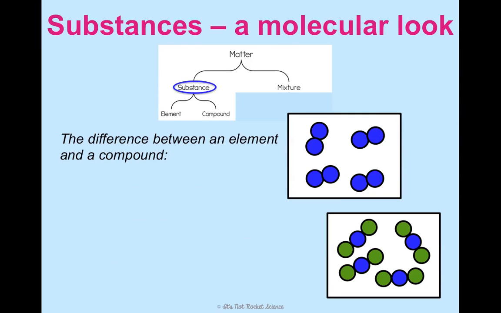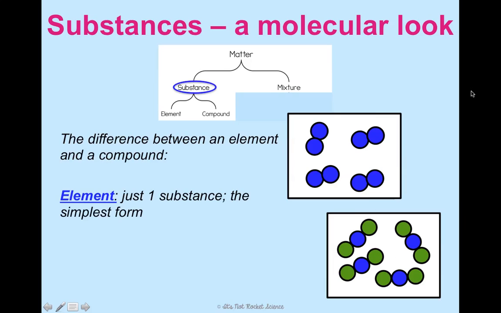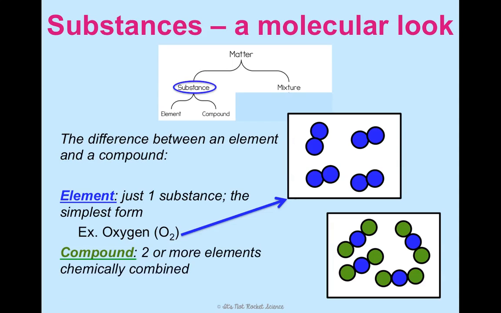Alright, zooming in on substances from a molecular viewpoint, if you will. Again, they look different molecularly. Notice the difference just between these two pictures. An element is just one substance. It's the simplest form. We said oxygen, even though it's O2, look how it's the same all the way throughout. Whereas a compound is two or more elements chemically combined. Like carbon dioxide, it'd be CO2. Notice how this looks different from this. Still a fixed proportion of 2 to 1, but it's definitely different compared to this.